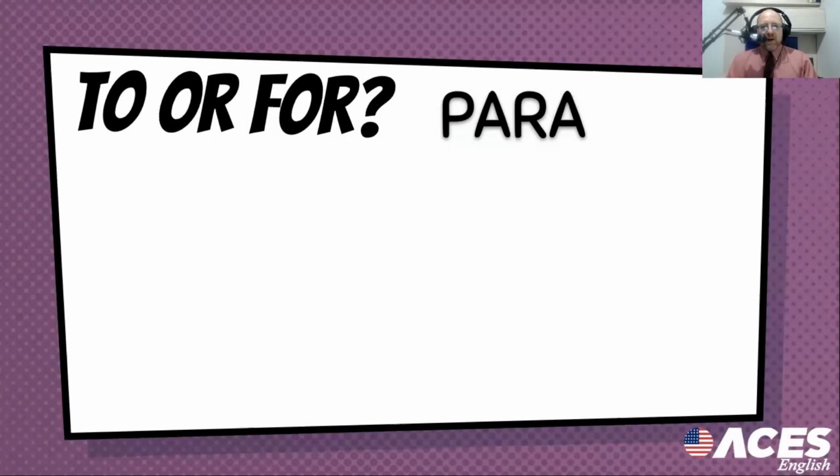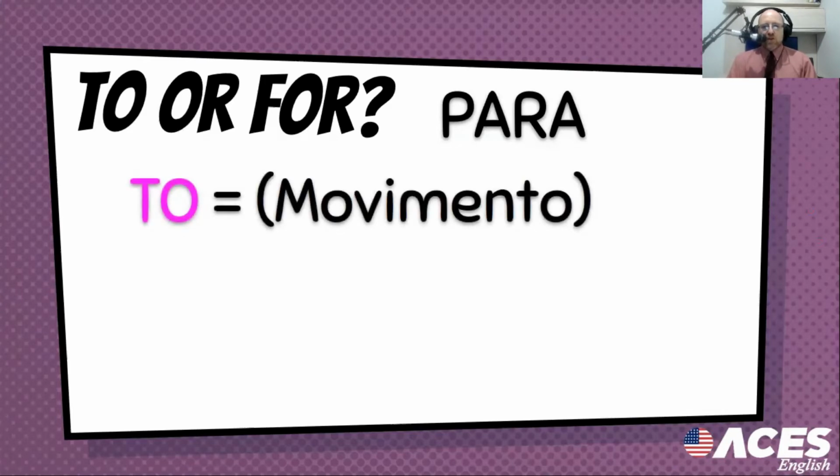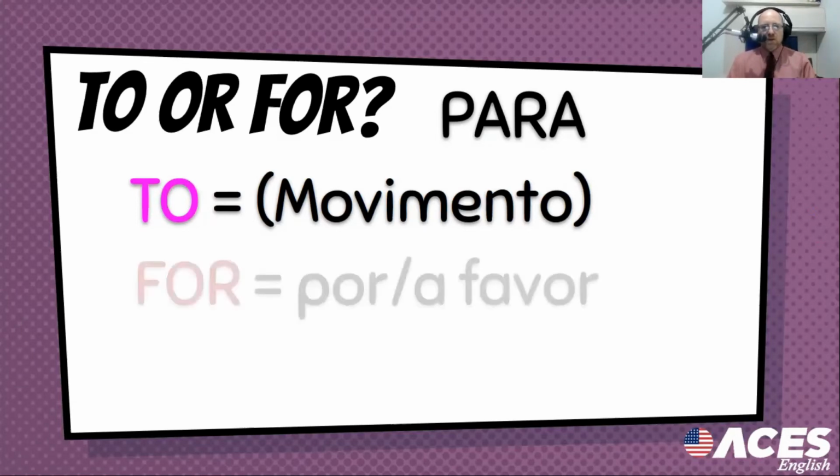We've talked a little bit about to or for. When we have para, do we use to or for? To we usually use if there's movement. Okay, so I'm going to give a dog to you. I'm going to give you a dog, or I'm going to give a dog to you. The dog is moving from me to you. I'm going to send an email to you. The email is going from me to you.